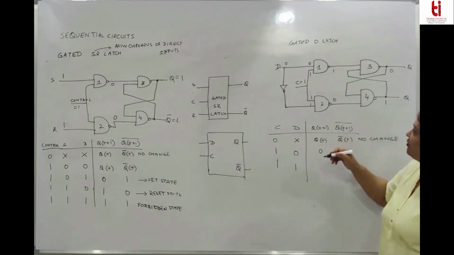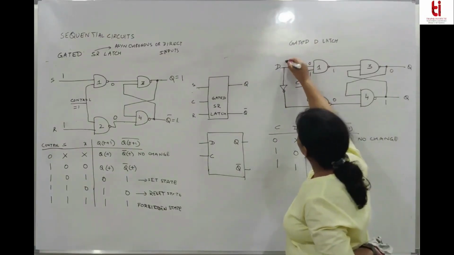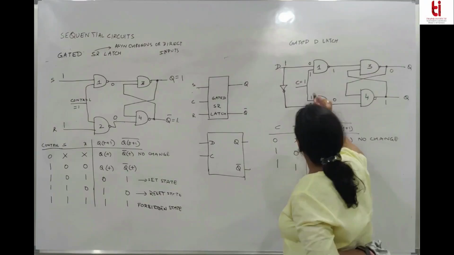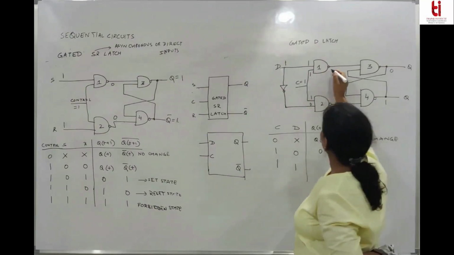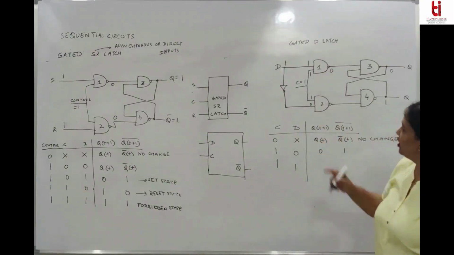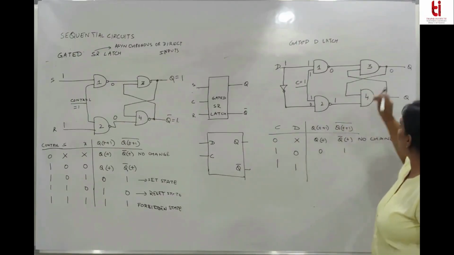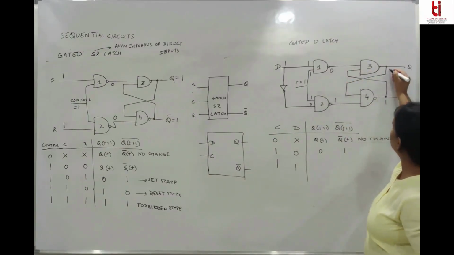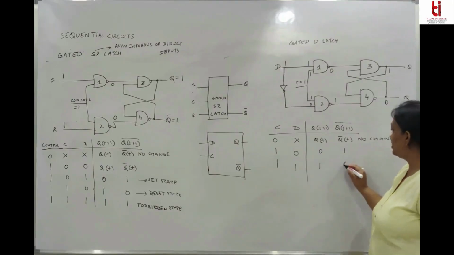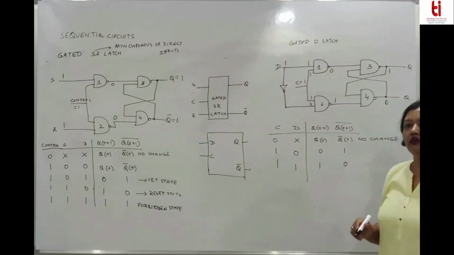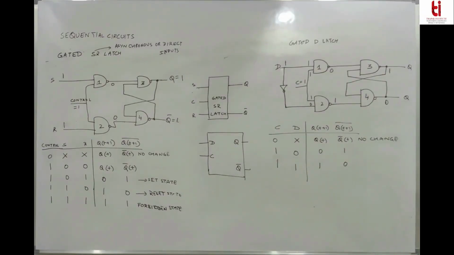Similarly, the other way around, if D is 1, so this will be 0, D is 1. When it is 1 1, this output will be 0. When it is 1 0, the output will be 1. Again, when one of the inputs of a NAND gate is 0, the output is going to be 1. This 1 1 will give you output to be 0. So output changes. So we just have two states. The forbidden state has been removed and we are able to get two states for control 1 and a third state for control 0. So these are the gated latches.